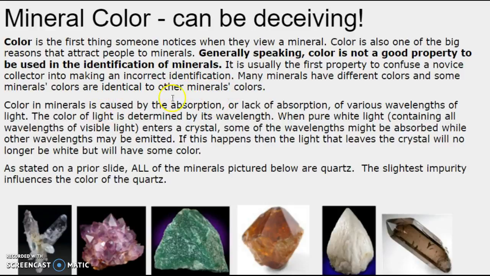So color in minerals is caused by the absorption or lack of absorption of various wavelengths of light. It's really kind of a light and optics topic. The color of light is determined by its wavelength. When pure white light containing all wavelengths of visible light, right, the ROY G. BIV, enters a crystal, some of the wavelengths might be absorbed, while other wavelengths may be emitted. If this happens, then the light that leaves the crystal will no longer be white, but will have some color.